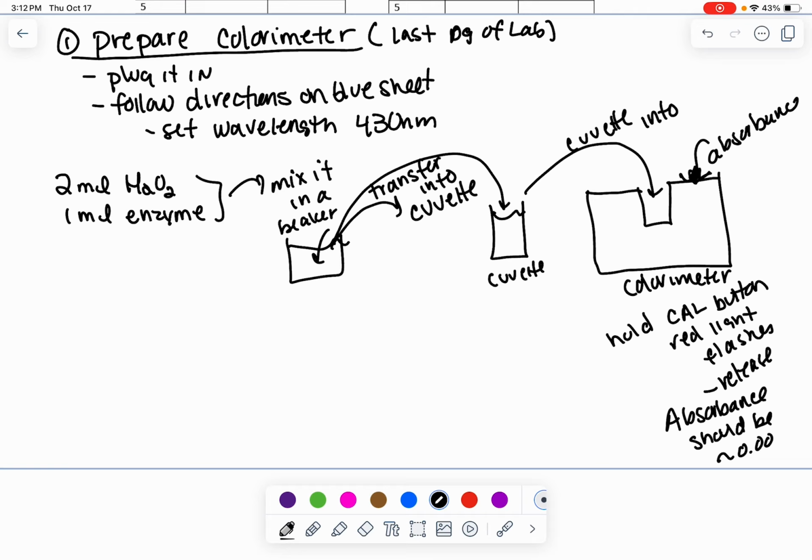So if this liquid is a teeny bit cloudy, just because of the enzyme, whatever, that's now going to be considered 0 absorbance. So when you come in, one of you can do that in your group.